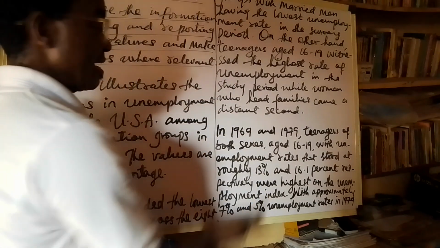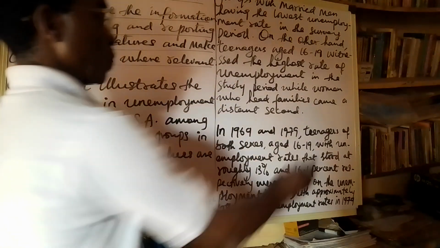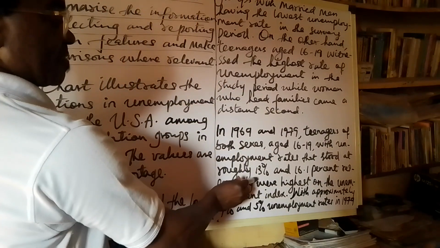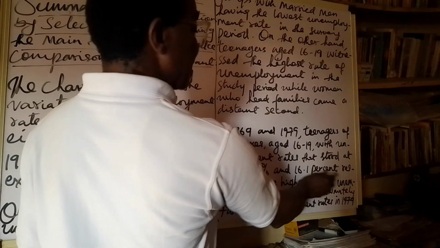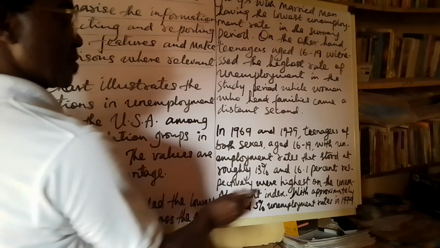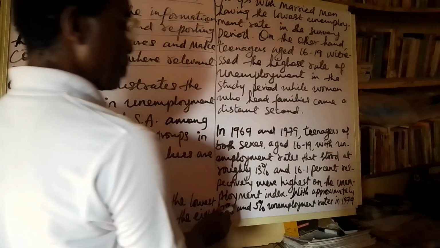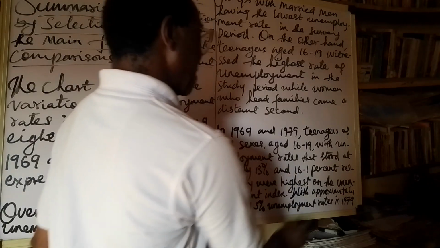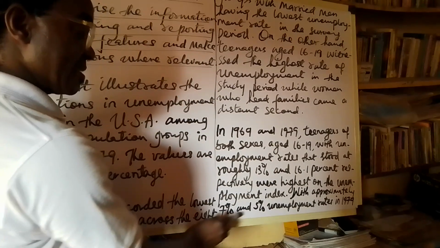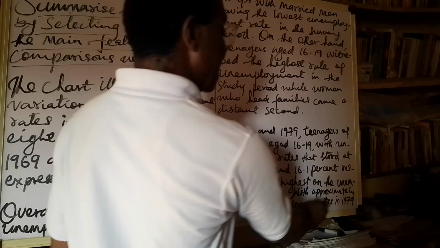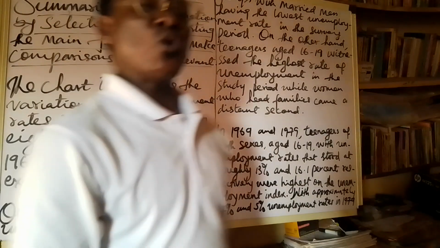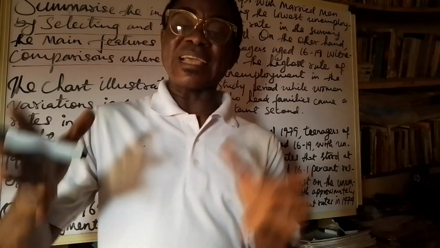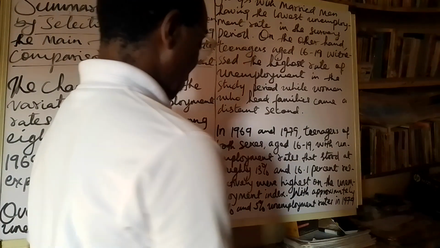Teenagers of both sexes, aged 16 to 19, with unemployment rates that stood at roughly 13% and 16.1%, respectively, were highest on the unemployment index. With approximately 7% and 5% unemployment rate in 1979, women who were heads of families came a distant second. That's what we're going to add.